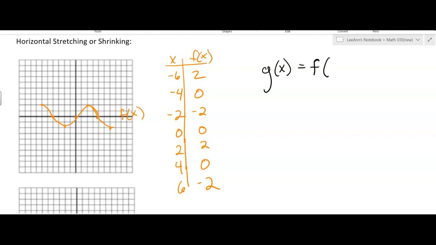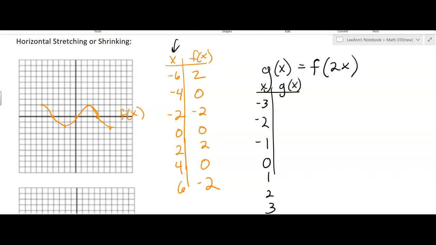g of x is going to be f of 2x. So what we're going to do is divide each of the x values by 2. So I'll show you one. And then we're going to have the same output. So I'm going to have -3, -2, -1, 0, 1, 2, and 3. But the outputs are all still going to be this: 2, 0, -2, 0, 2, 0, -2.